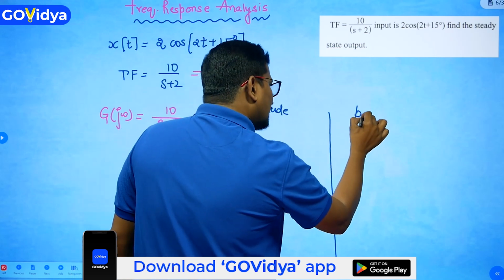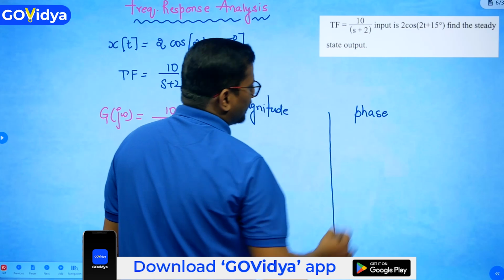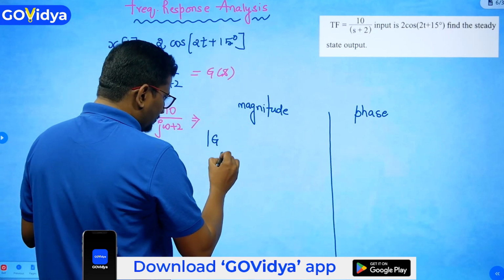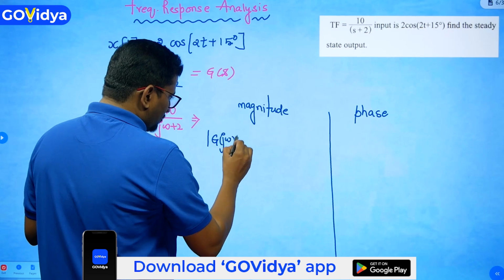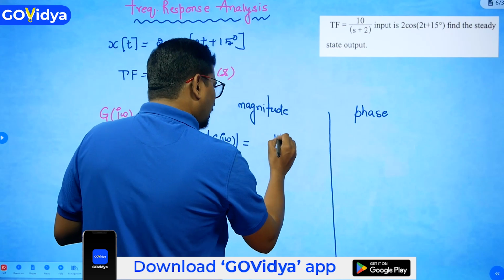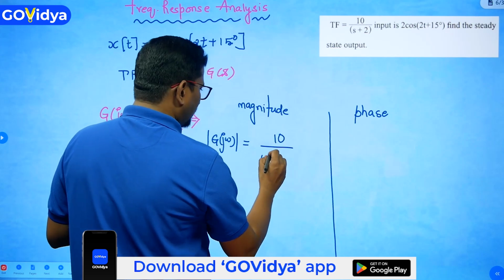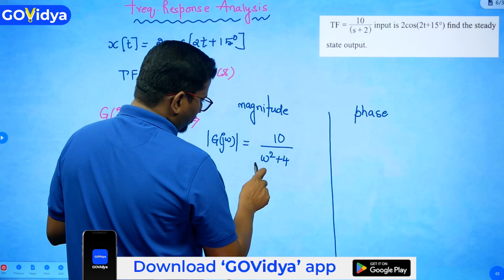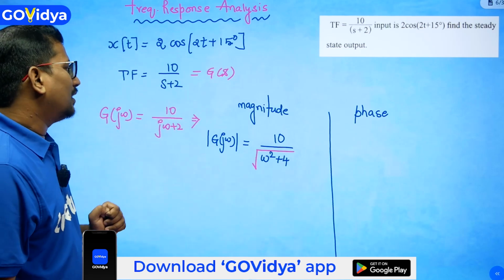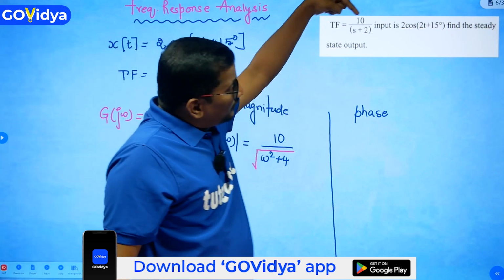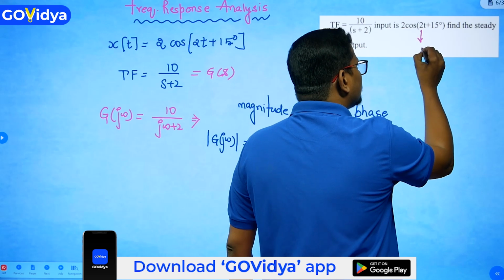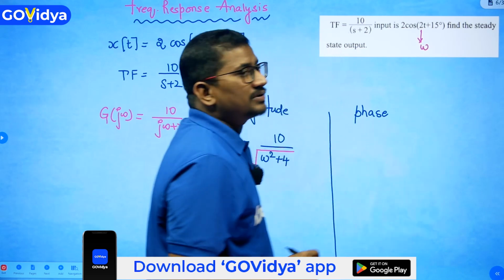And this side I will calculate the phase. What is the magnitude here? Magnitude of g of j omega. Magnitude of g of j omega is 10 by the square root of omega square plus 4. Is it correct? Now, at which frequency is the input given? This is what is called the frequency, omega.